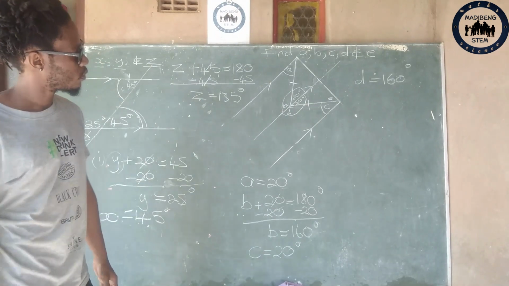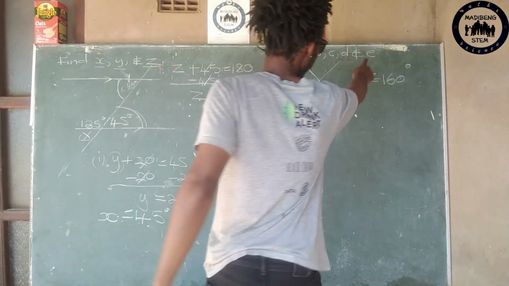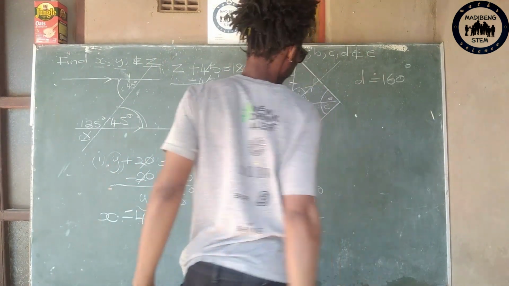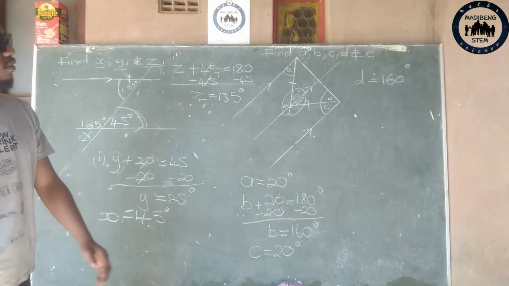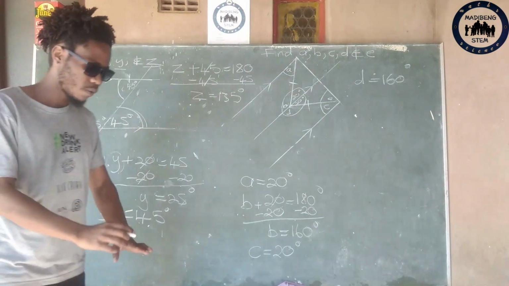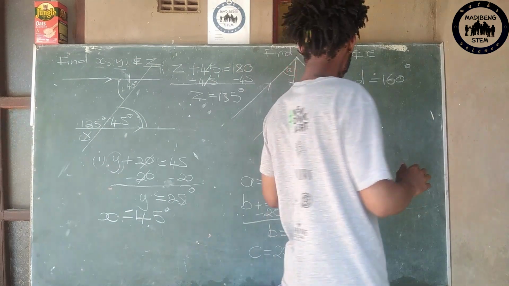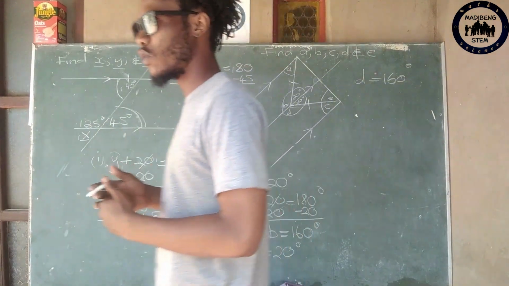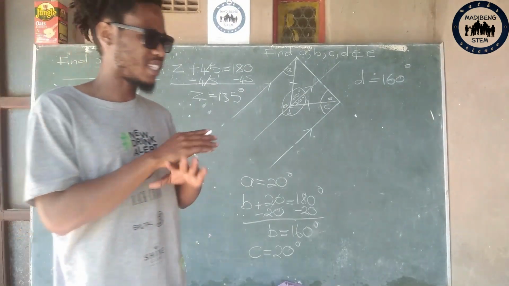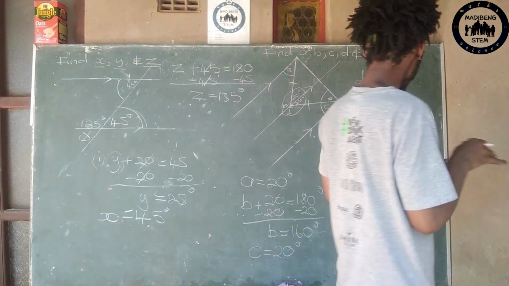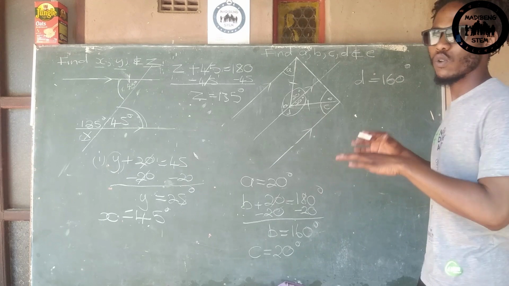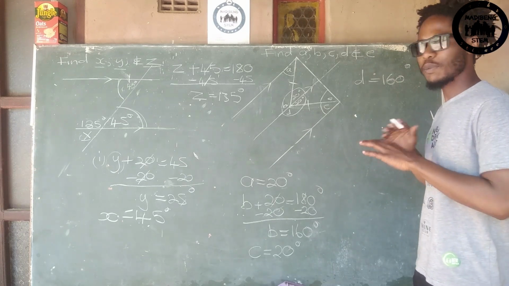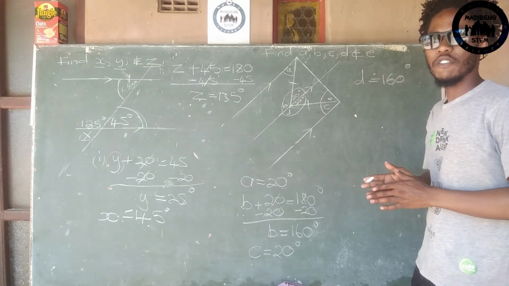So we are left with E. Here is E. Guys, you see, if you know those rules, those laws, the ones that I taught you in the previous videos, they are very important. You see, I didn't calculate anything. I just used those laws, those rules, because they are absolute. They will never fail you.